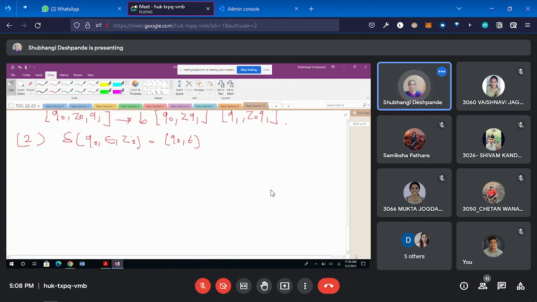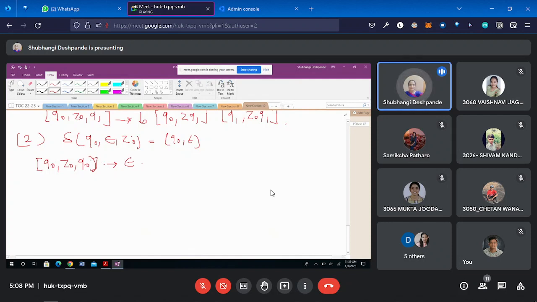Here you have to write Q0, Z0, Q0, which derives epsilon. So this is very simple, and it is by rule 2.